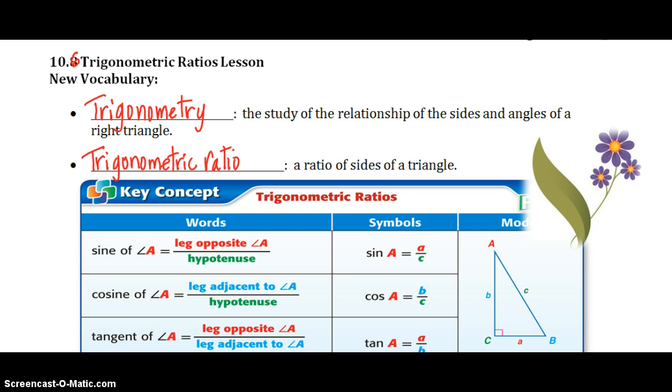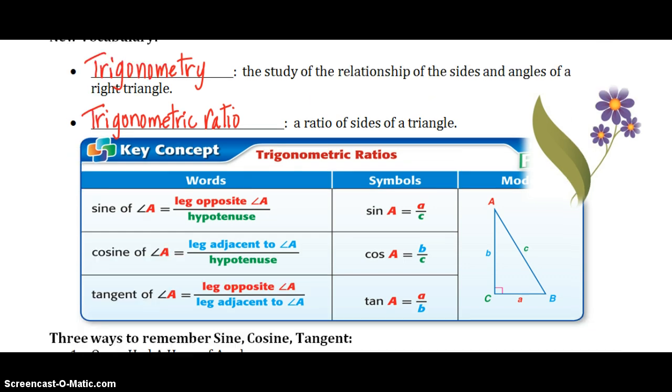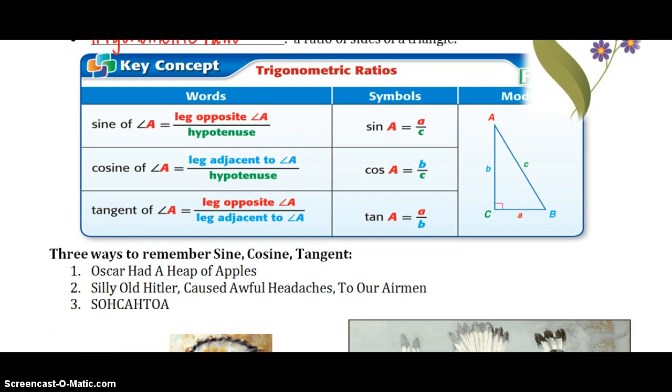So there again, it's that exclusive club, just like the Pythagorean theorem. It's for right triangles only. And we're going to be talking about trigonometric ratios, which is the ratio of the sides of a triangle. So in this first little chart, here are our trigonometric ratios.